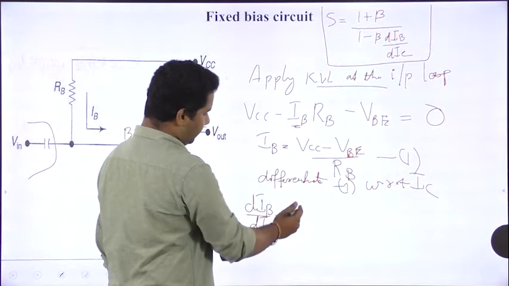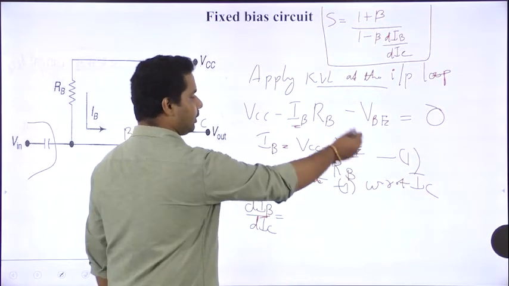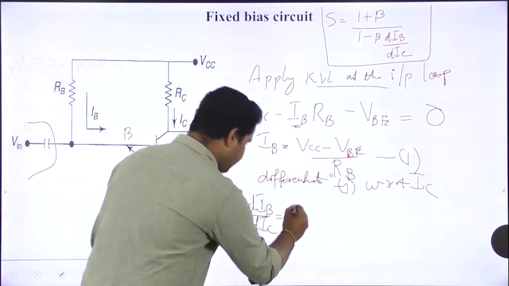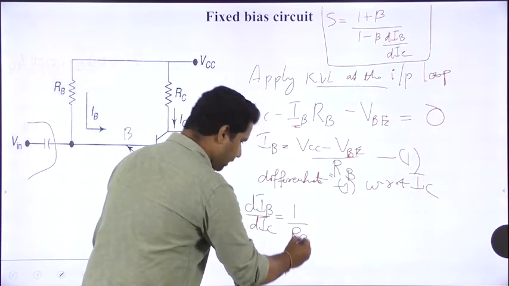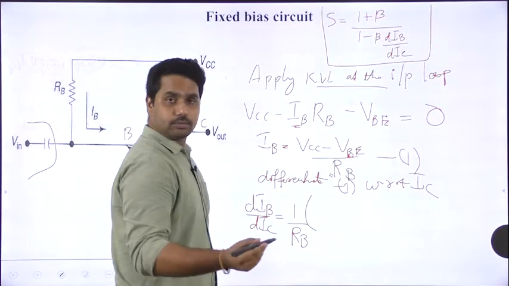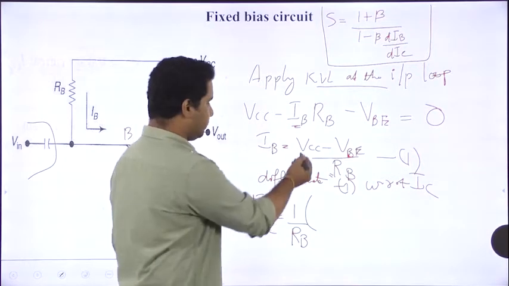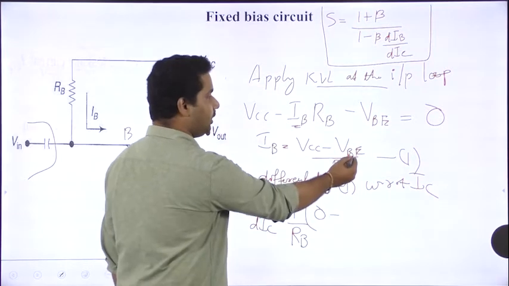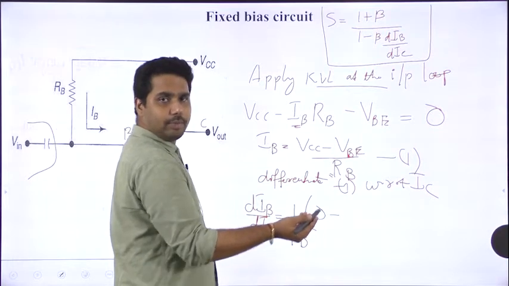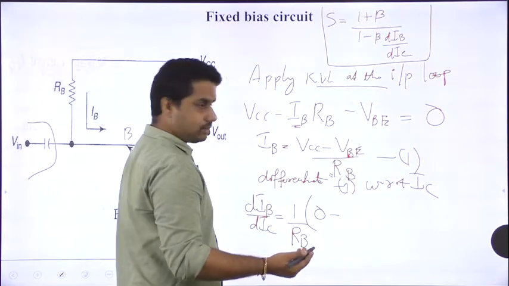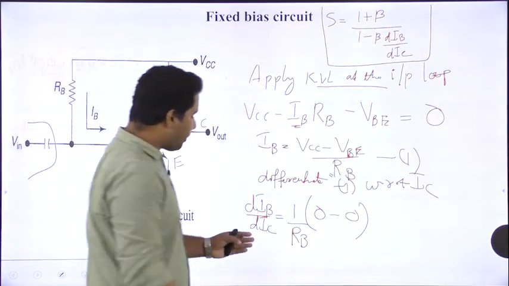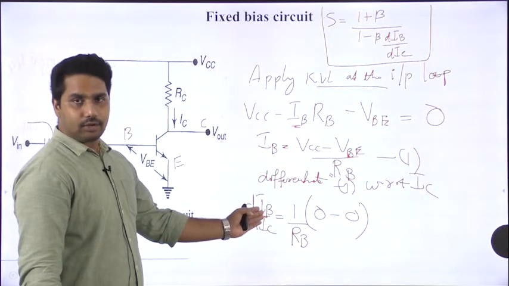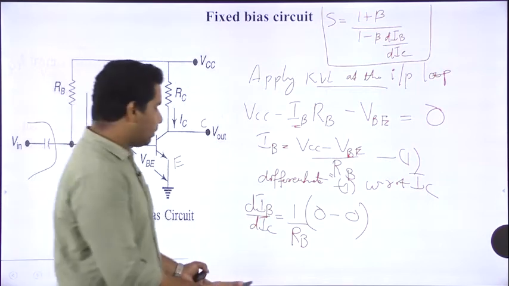I have to differentiate this particular expression with respect to IC, so we see the constant things. RB is a constant, it's a resistance, so I will write first 1 by RB. Then what about VCC? For a circuit, VCC is also a constant, so the derivative of a constant is 0. Then VBE is also a constant, 0.7 volt for a silicon based device, so that is also 0. Ultimately, differentiating IB with respect to collector current, dIB/dIC, you got 0.